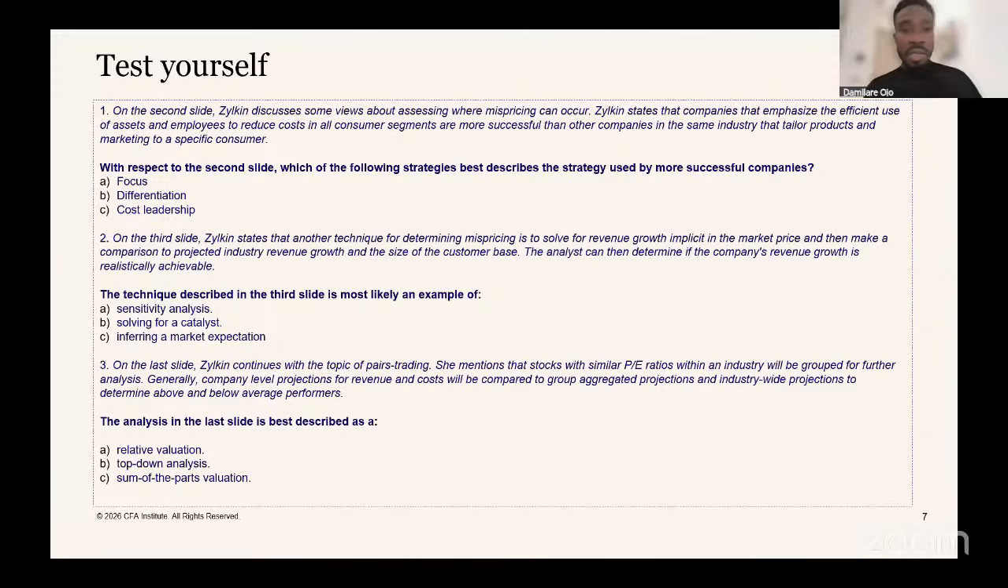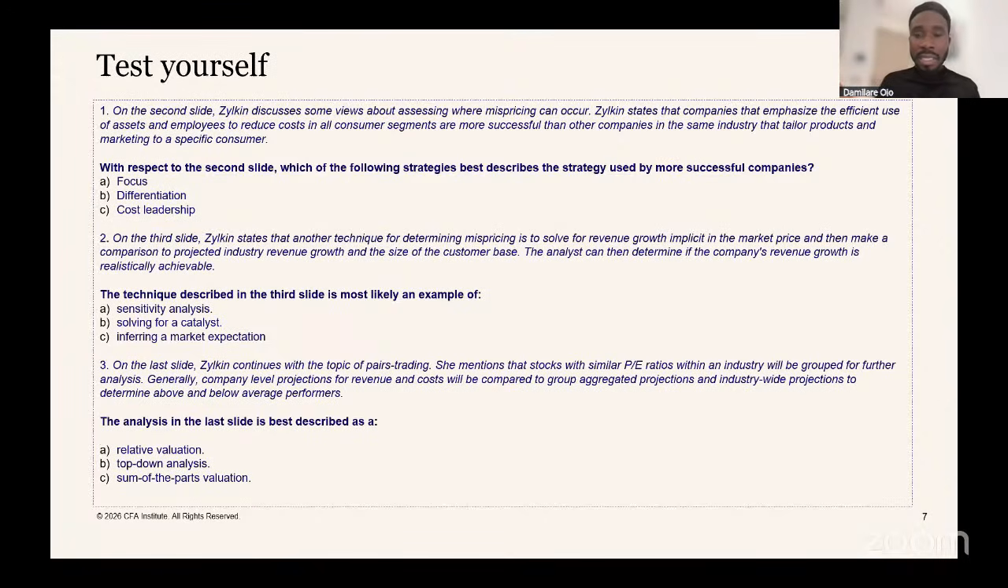Okay. On the third slide, Zicklin states that another technique for determining mispricing is to solve for revenue growth implicit in the market price and then make a comparison to projected industry revenue growth and the size of the company base. Okay, that's a long one. I'll read it again. It states that another technique for determining mispricing is to solve for revenue growth implicit in the market price and then make a comparison to projected industry revenue growth and the size of the customer base. The analyst can then determine if the company's revenue growth is realistically achievable. So you solve for revenue growth implicit in the market price and then compare that to that of the industry and the size of the customer base. This technique is most likely an example of what?